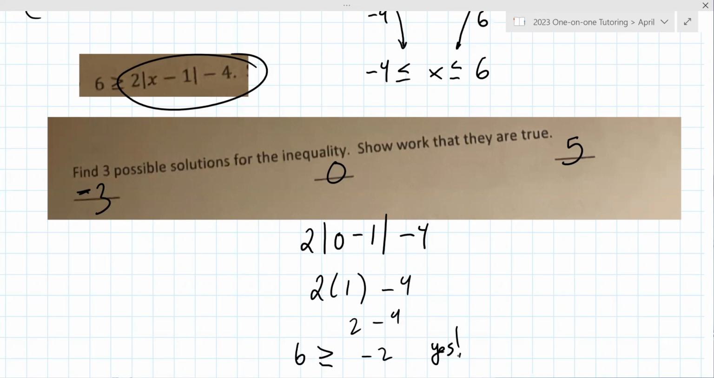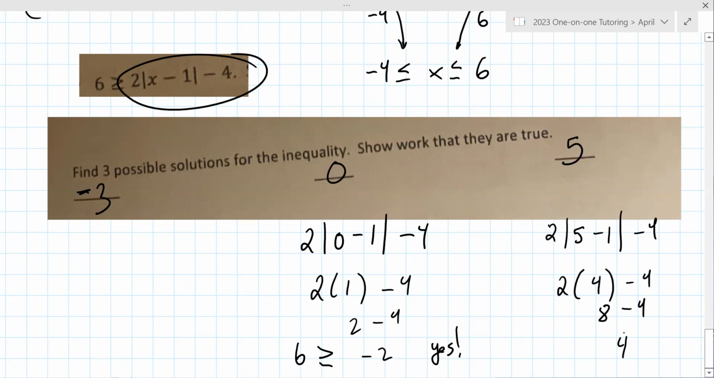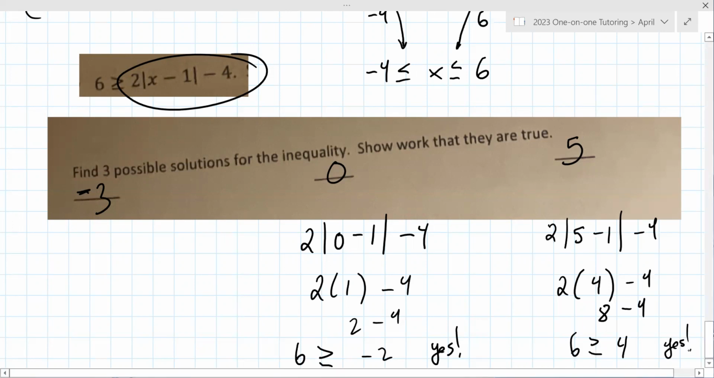So would you multiply the 2 by the 4? Yes. And then it would be 8 minus 4, correct? Yes. So is 6 greater than or equal to 4? Yeah. All right, so that we're good. You did such a good job on that one. Why don't you try -3 here?